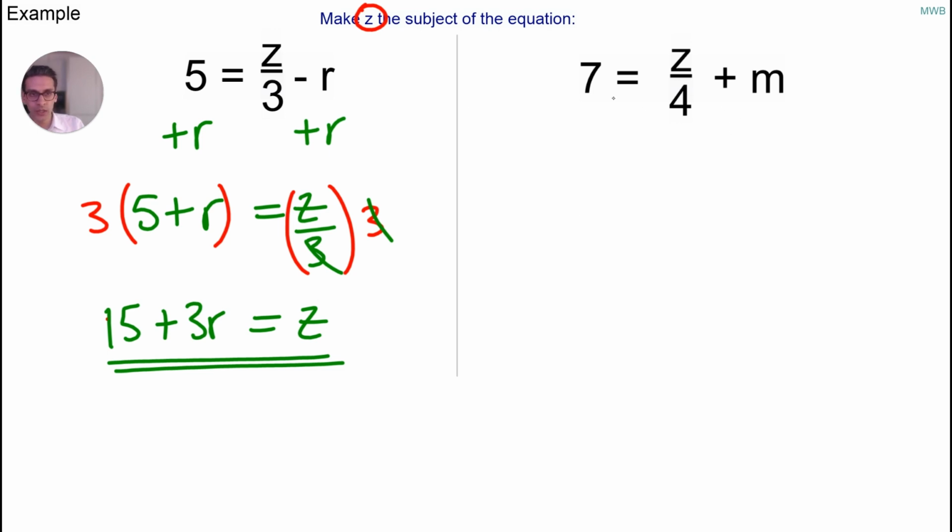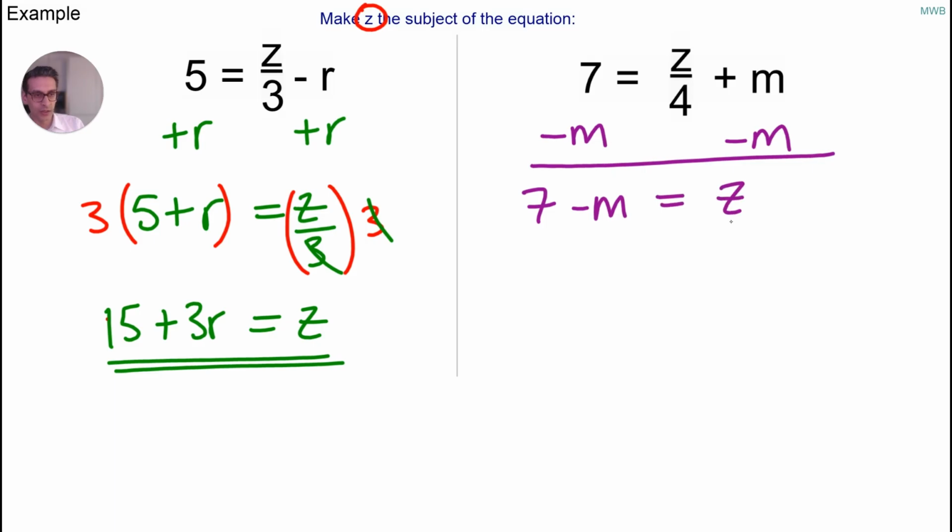Okay, so I want to isolate z, so I'm going to get rid of m first by doing the 0 pair on the left hand side and the right hand side. So 7 minus m equals z over 4.